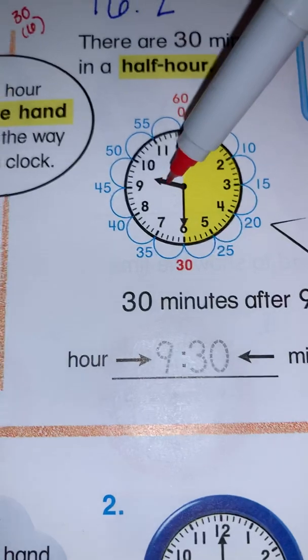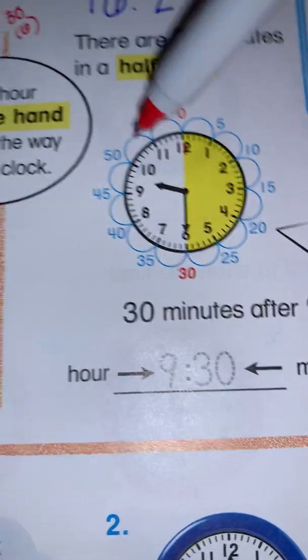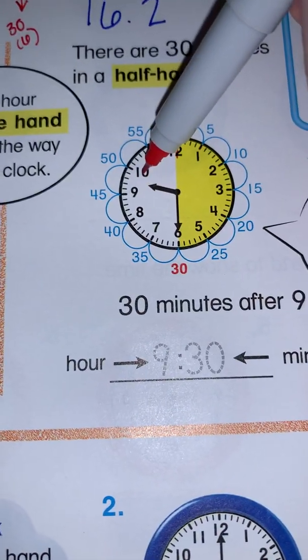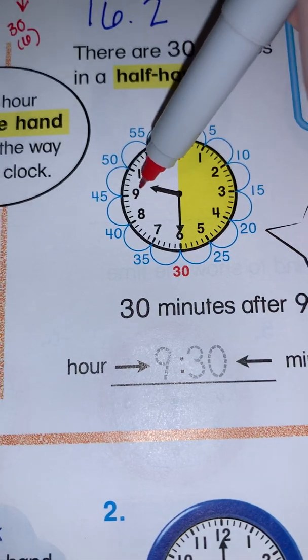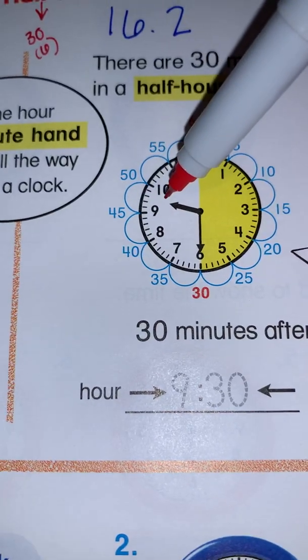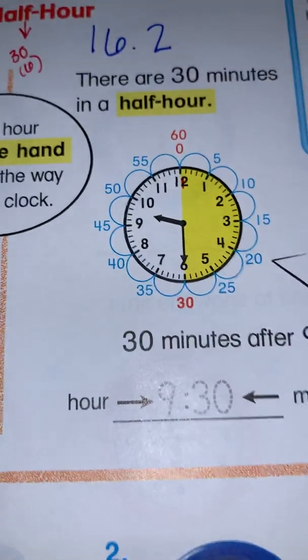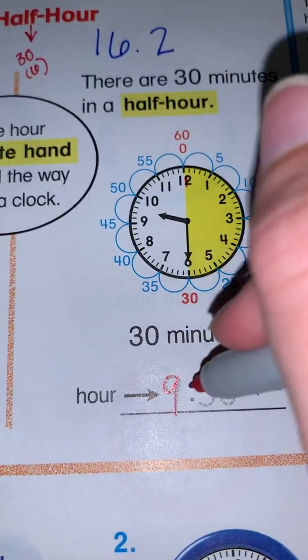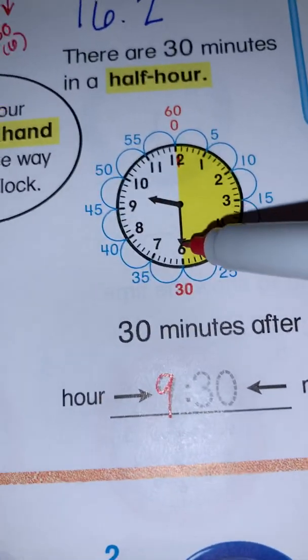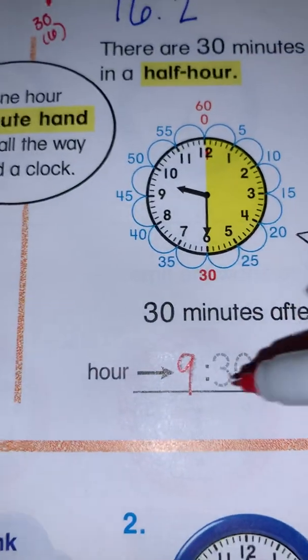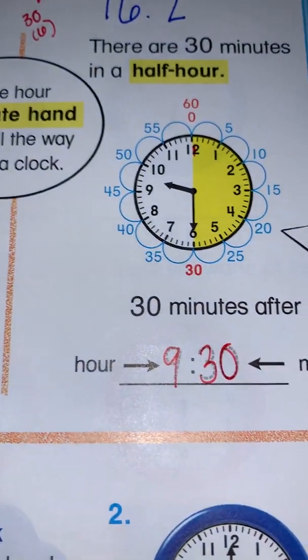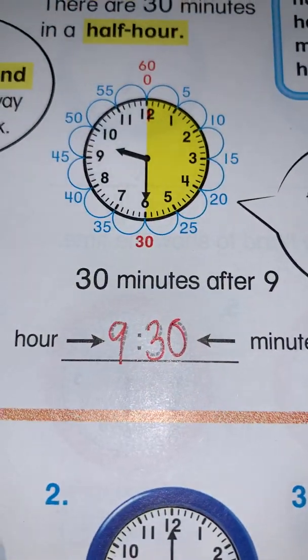So we first look at our hour hand, the short one. See how it's in between 9 and 10? That means it's still 9 something because it hasn't gotten to the 10 yet. So it's still 9. 9 what? It's at the 6. That's 30. It is 9:30.